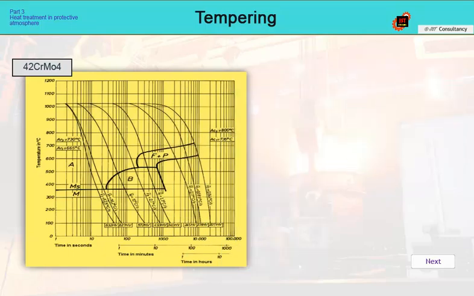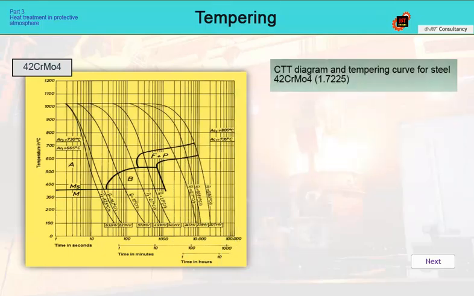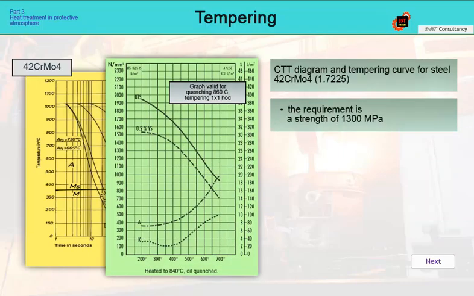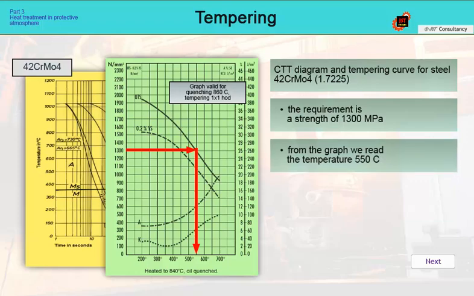In this case, we are dealing with tempering 42 chromium molybdenum 4 steel, a steel used for common structural parts and intended for quenching and tempering in multi-purpose furnaces. We need to temper the material to strength of 1,300 megapascals. In the diagram, we find the strength on the vertical axis and the temperature on the horizontal axis. The parts must be tempered at 550 degrees Celsius.